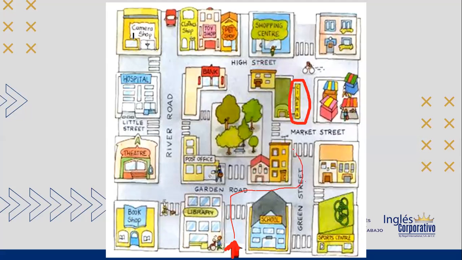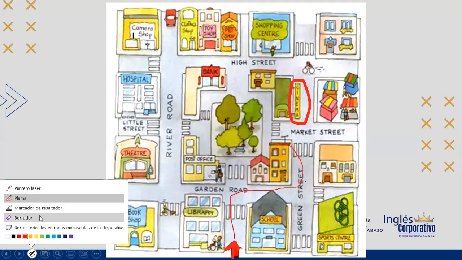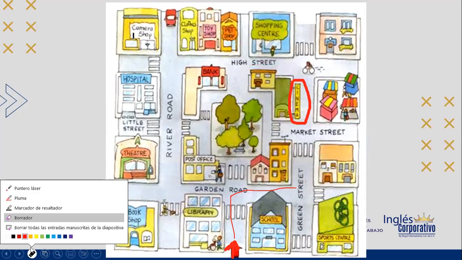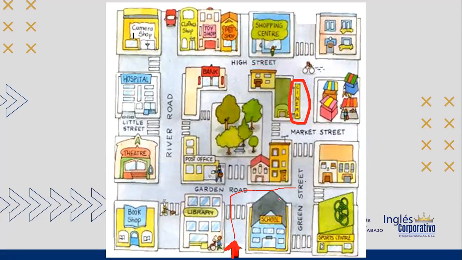Pero around the corner sería acá. Ajá. Entonces ahí sería a la derecha. Okay. Doblar a la derecha. How do you say doblar a la derecha, everybody? On the right. Turn right.